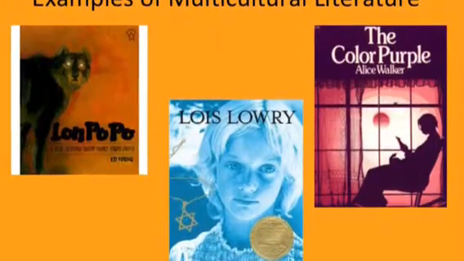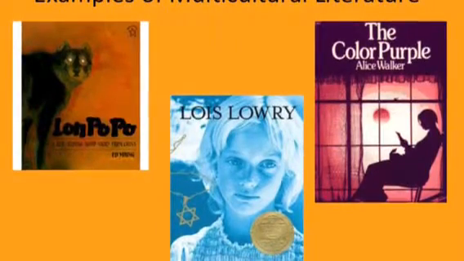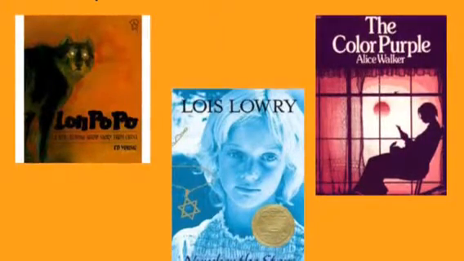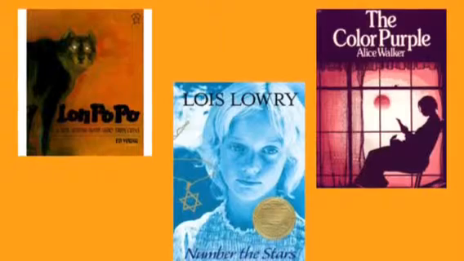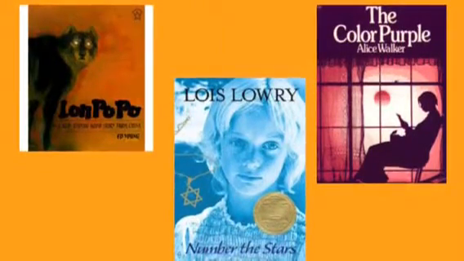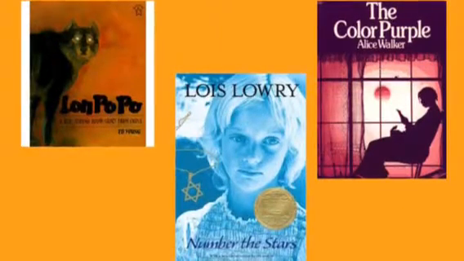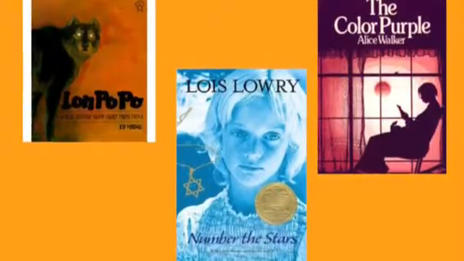Some examples of multicultural literature are Lon Po Po, The Chinese Little Red Riding Hood, Number the Stars, and The Color Purple. Each of these books can be used to teach a different concept. Number the Stars or The Color Purple would be a great asset to any social studies class to discuss the specific time period the books are set in, whereas Lon Po Po would be a great book to use to cover the 3rd grade literary standard of comparing the same fairy tale from different countries.